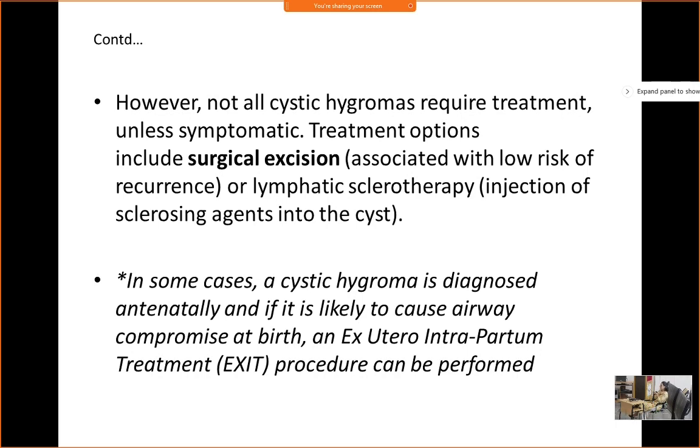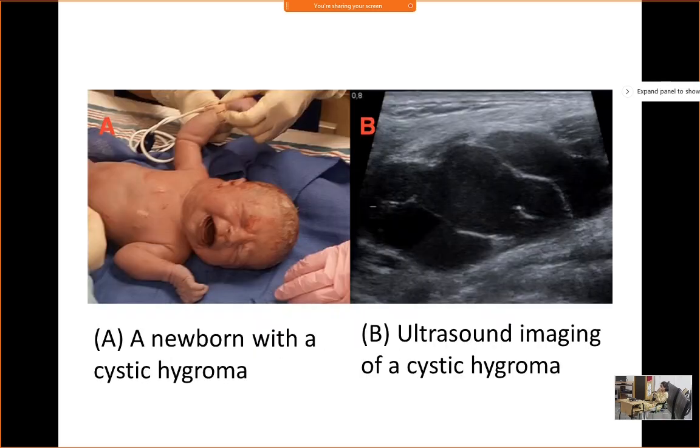In some cases, a cystic hygroma is diagnosed antenatally. That means while the baby is in utero, during the gestational age of the baby. And if it is likely to cause airway compromise at birth, an ex utero intrapartum treatment, in short the EXIT procedure, can be performed. So this is a picture showing a newborn with a cystic hygroma.